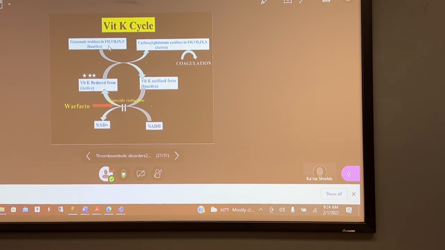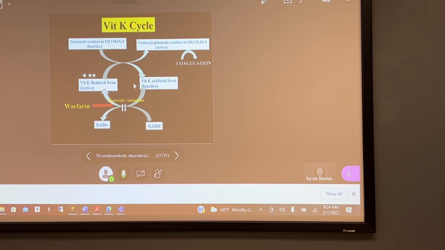So when they are carboxylated, they now carry a carboxyglutamate residue. That is when they become activated, and that's when they can bring about coagulation. Okay, let me go over that again. They are in their natural state. They carry glutamate residues, but they are inactive. When they are activated, it's because a carboxy group is added to it, so they become carboxyglutamate residues. That's when they are active.